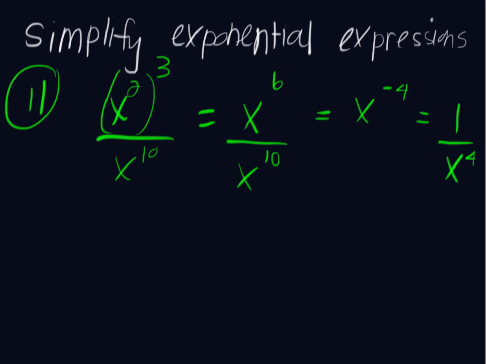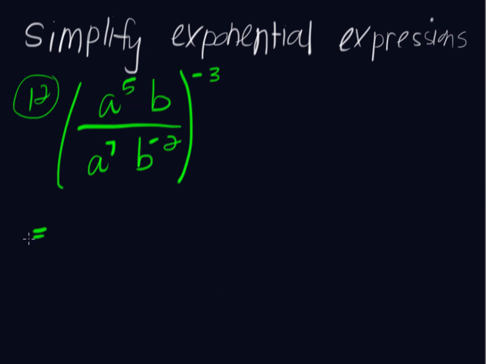Now I could have not written out this step and just said that that 4 would immediately go to the denominator because 10 is bigger than 6. But if it's not clear to you, I suggest doing the quotient rule exactly and saying 6 minus 10 is negative 4, and then move that negative and make it a positive exponent by using the reciprocal. So 1 over x to the positive 4 would be our final answer.